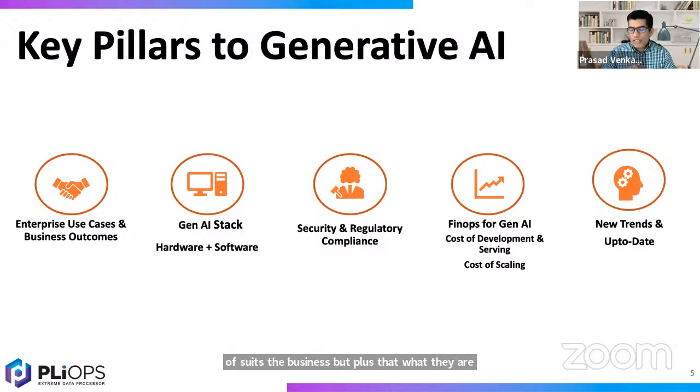The fourth aspect is somehow tied to the first, but it is important enough to highlight as a separate category: FinOps, the financial operations for generative AI. What is the cost of developing my AI project? What is the cost of serving the model as user adoption grows? Then the third is the cost of scaling.